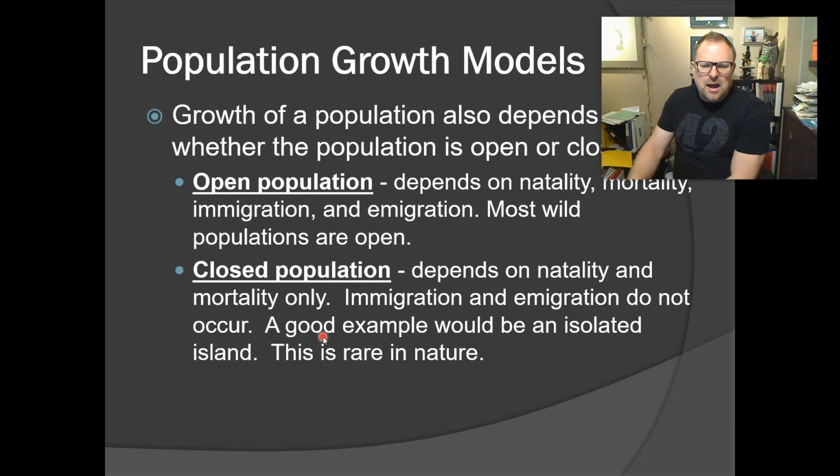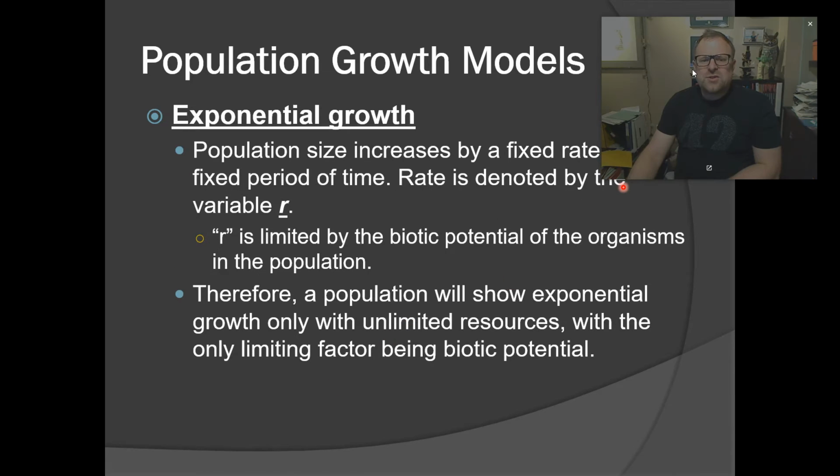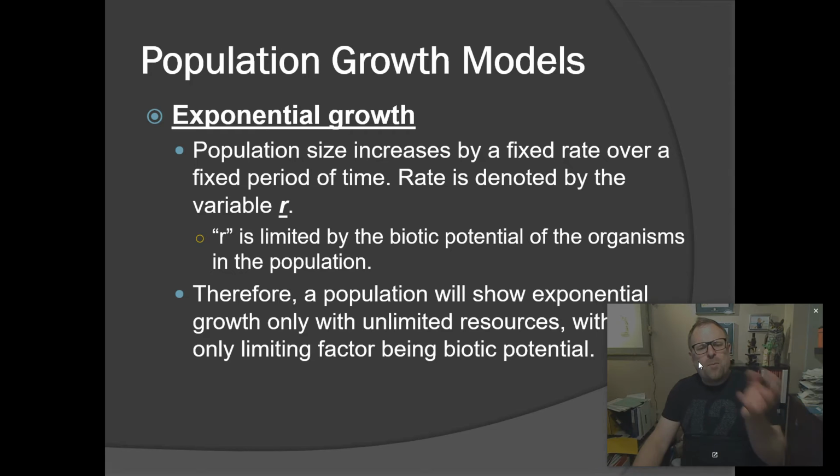Anyway, I digress. A good example might be also an isolated island. An island way out in the middle of the Pacific or Atlantic Ocean, for whatever organism. Maybe it's a land-based organism, like a, I don't know, a ferret. I don't know why I came up with ferret, but that's what I came up with. If there's a population of ferrets on that island in the middle of an ocean, there's really not much of a chance that ferrets are going to swim from that island to the mainland or vice versa, right? So immigration and emigration are basically shut off at that point. Again, this is relatively rare in nature. The next thing, so let's talk about how we can describe how a population is growing.